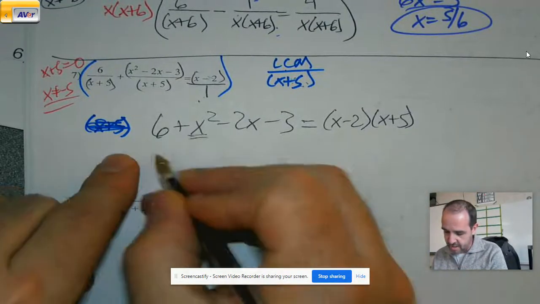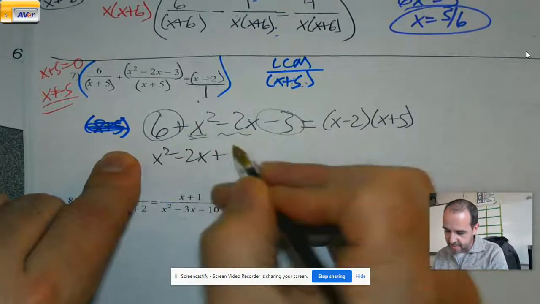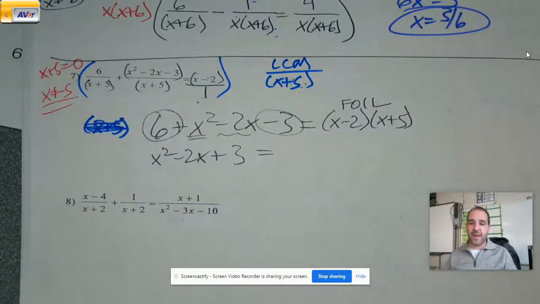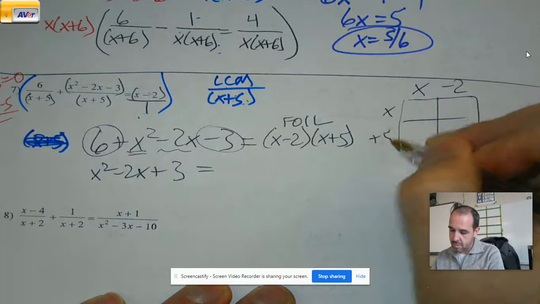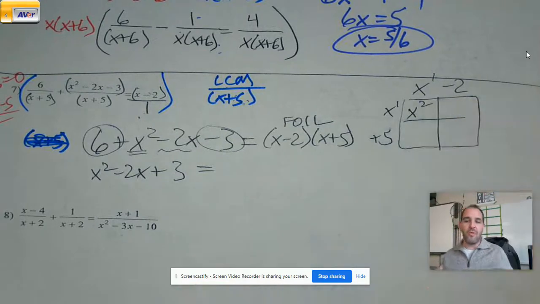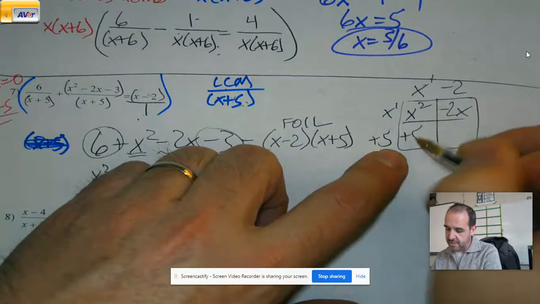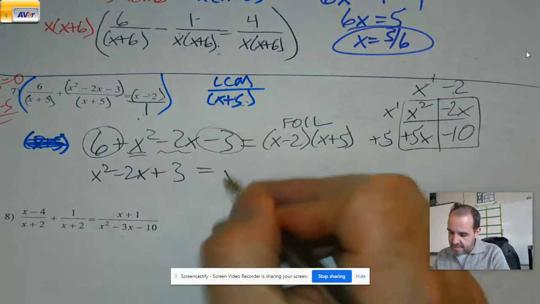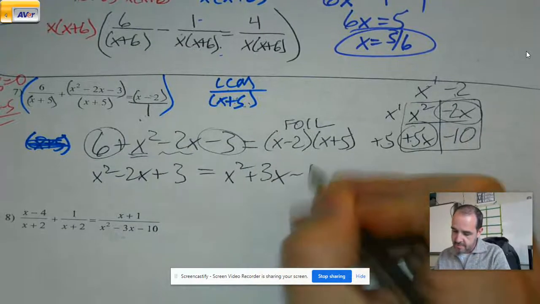So let's see, x squared minus 2x, 6 minus 3 is 3. Now over here, I need to FOIL this out. Do not give me x squared minus 10. Little side work, probably in order. And again, we're multiplying the sides together, adding exponents, multiplying coefficients. So I've got x squared, 5 minus 2 is 3, x minus 10.